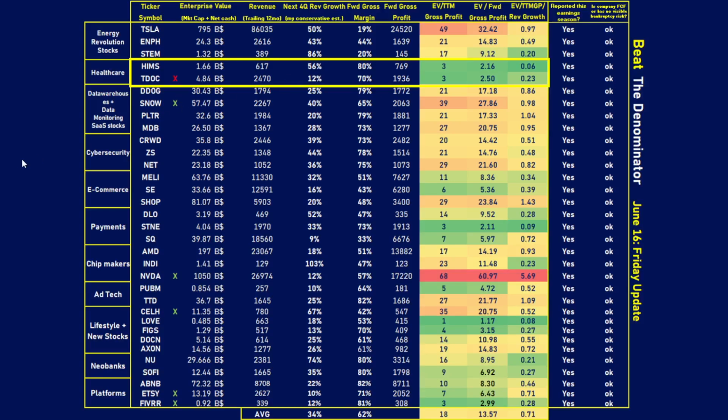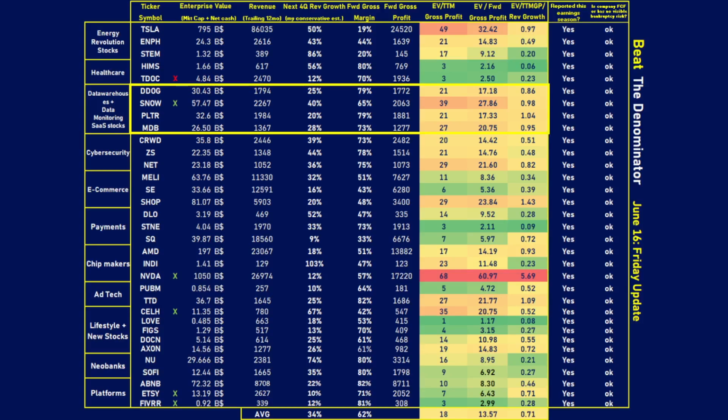At least that's the way I view a lot of my stocks. Let me move on to my data warehousing and my data monitoring stocks. Really briefly here. So, Datadog is infrastructure monitoring.